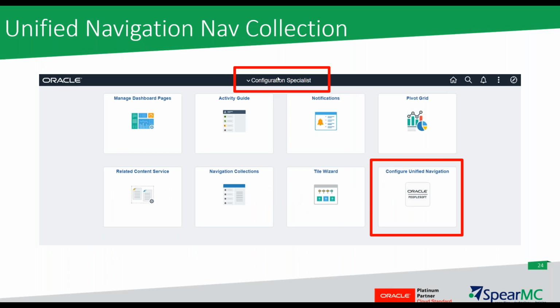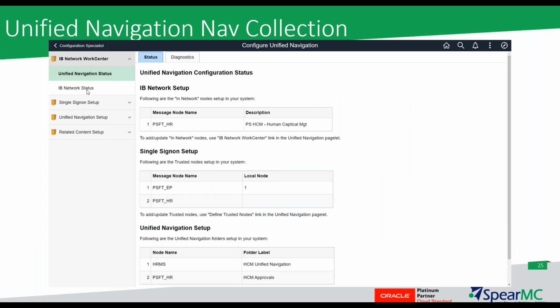This is the Financials Image 35 environment on 858. Called Configuration Specialist. And under Configuration Specialist, there's a fluid nav collection for Configure Unified Navigation. And that will step you through step by step. Now, there's a ton of technical decisions you have to make that, even though they're stepped out for you, there's a lot of technical solutioning that you have to do.